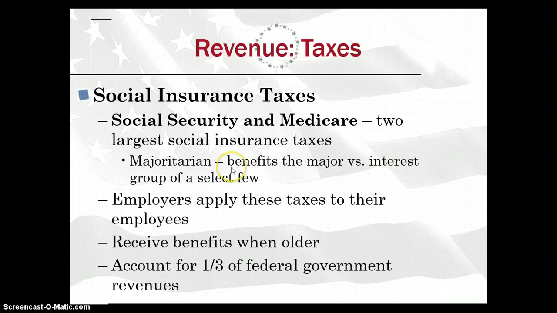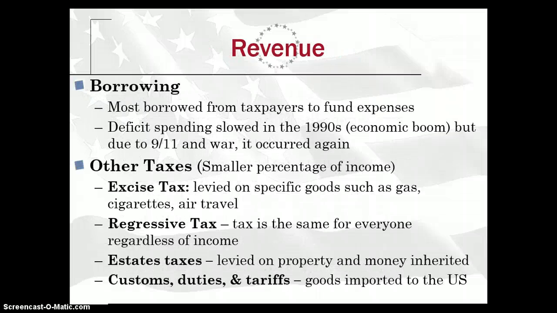This is what we'd call a majoritarian benefit, in that it benefits the majority, as opposed to, let's say, an interest group of just a select few, as we studied during our interest group unit. When you receive your paycheck, you'll notice that employers have already applied these taxes because you are getting less money, but you are going to receive these benefits when you get older. Again, they account for about a third of all federal government revenues. That's a huge amount of money coming into the federal government.